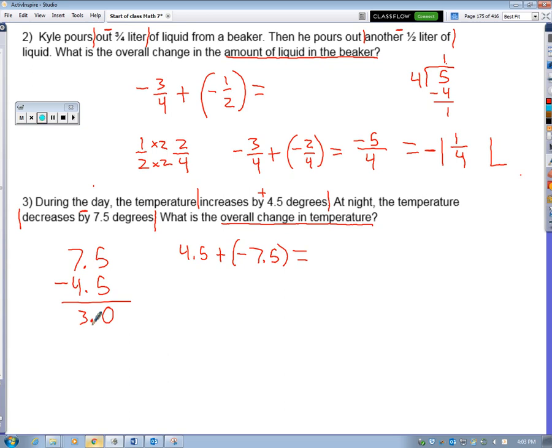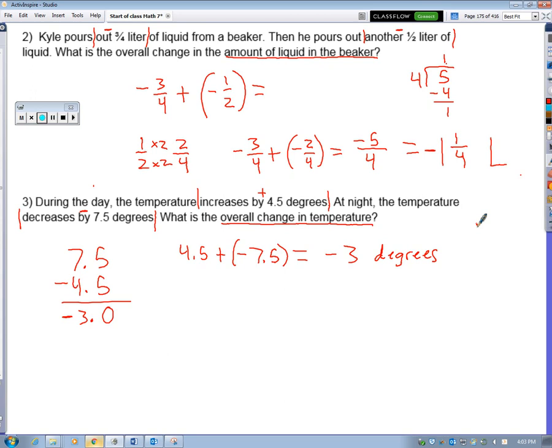3.0. Now let's find out if our answer has to be positive or negative. Look at your numbers. My 7.5 is bigger, so it must be negative. So this is going to be negative 3.0. So we can say negative 3 degrees. Alright? Okay, we got that one done.